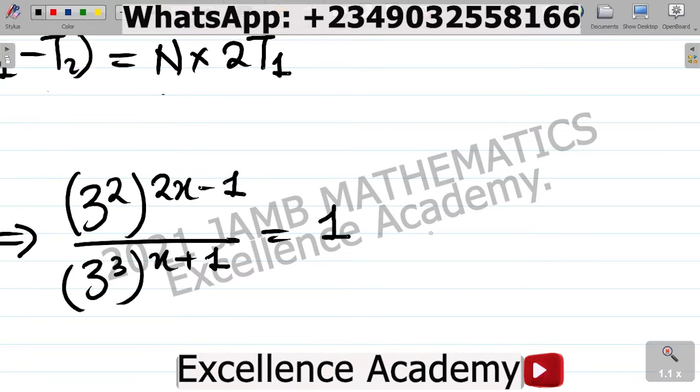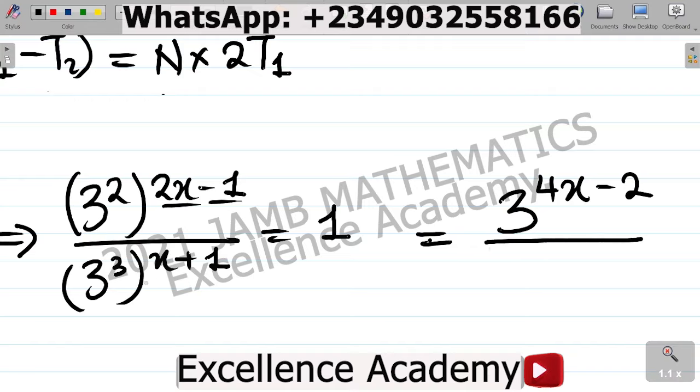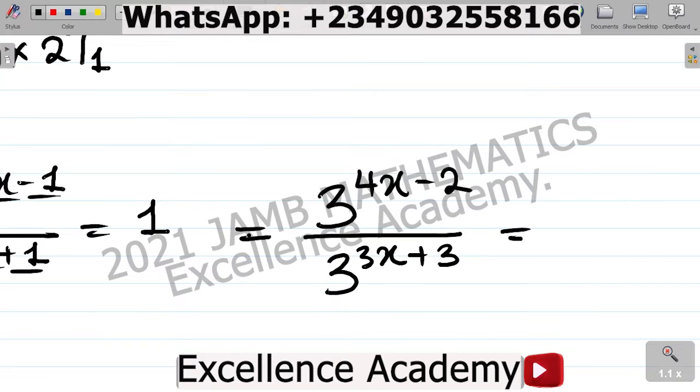Working on this, let's work with the numerator. I have 3 here, so this is 3. This 2 multiplies all of this here. So 2 times 2x gives you 4x. 2 times minus 1 gives you minus 2 all over. I have 3 here. 3 times x gives you 3x. 3 times plus 1 gives you plus 3. So you have this, and you equate this to what I have here, which is 1.